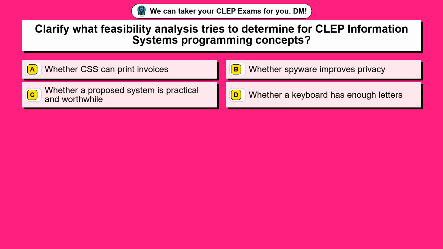Question 65. Clarify what feasibility analysis tries to determine for CLEP Information Systems programming concepts. Option A. Whether CSS can print invoices. Option B. Whether spyware improves privacy. Option C. Whether a proposed system is practical and worthwhile. Option D. Whether a keyboard has enough letters. The correct answer is option C. Whether a proposed system is practical and worthwhile.